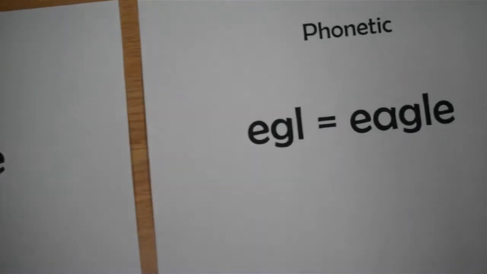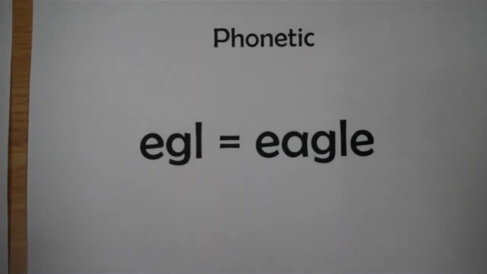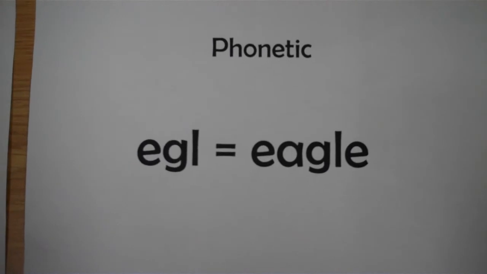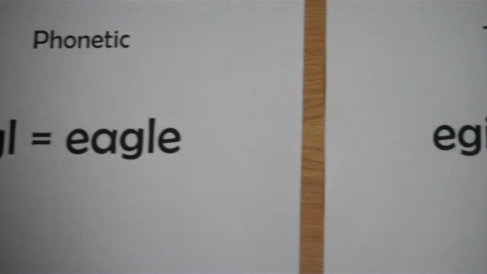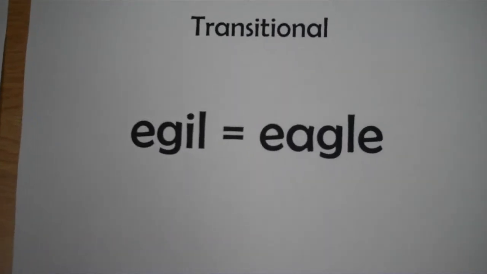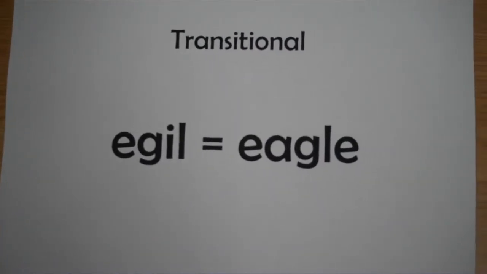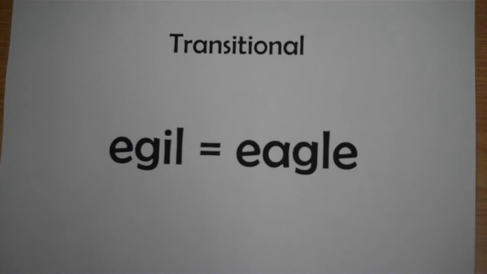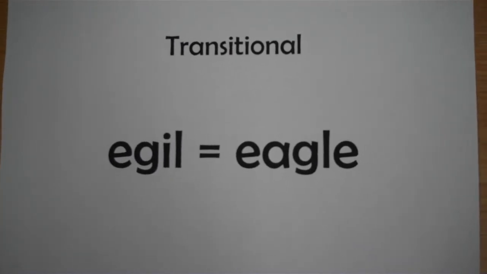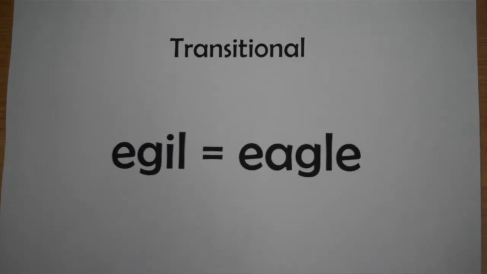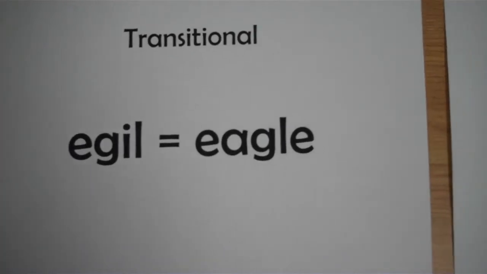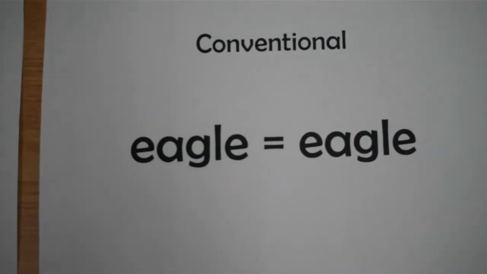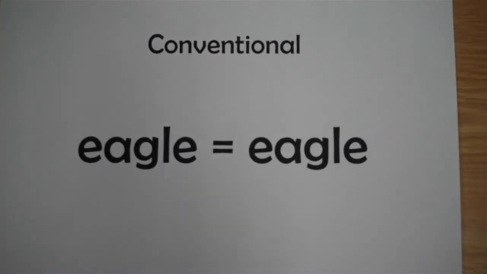In the phonetic stage, it is when the students are spelling the words with the phonemes and the word may look like EGL. In the transitional phase, students are beginning to think about how the word appears visually, and they are able to start incorporating things like vowels in every syllable and frequent English letter sequences. And the final stage, conventional, spellers are able to spell correctly.